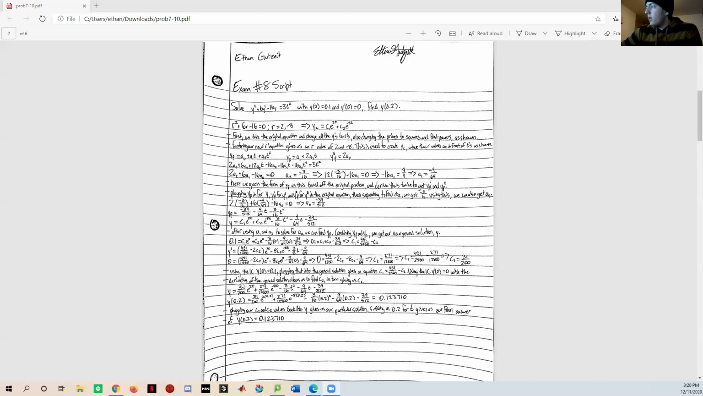We plug our new c values back into the general solution, and now we can solve for y of 0.2. Plug in 0.2 for all the t's. We get our final answer. There's a value of 0.123710.